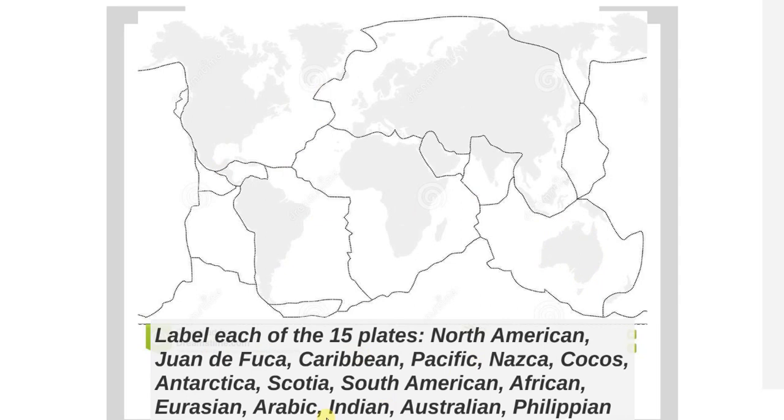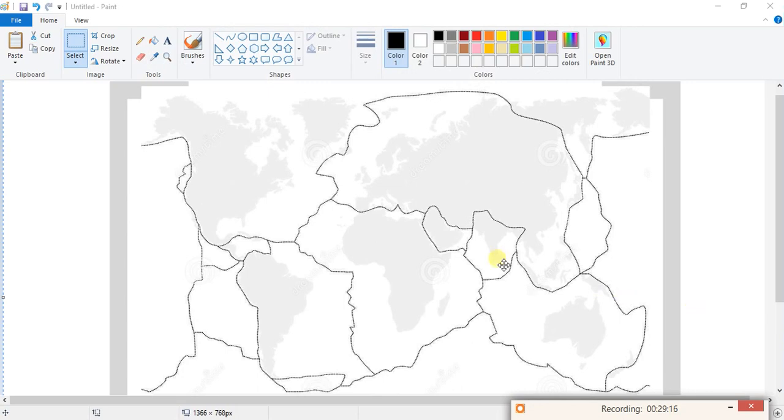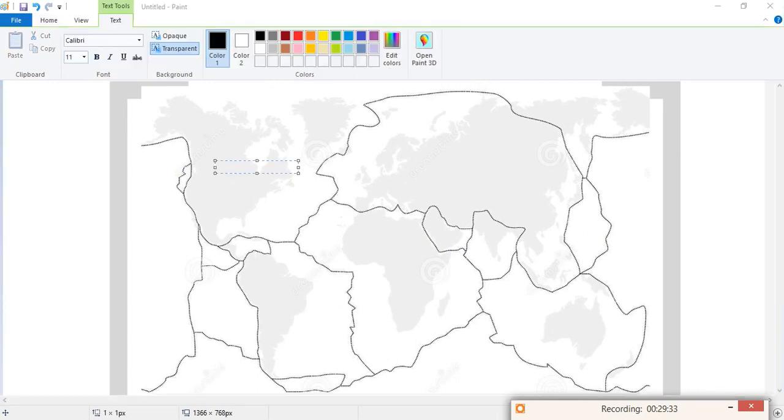Okay, here we are. My stuff's kind of primitive, so I am using Microsoft Paint to be able to label all of these. Alright, so the first thing we're going to do is label each one of these lithospheric plates. The first plate we're going to name is the one where you live. This is the North American plate. Pretty easy to remember that one.